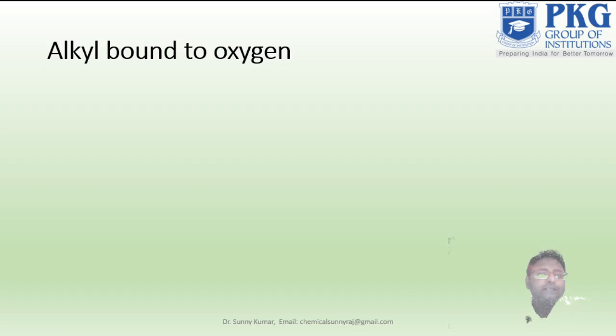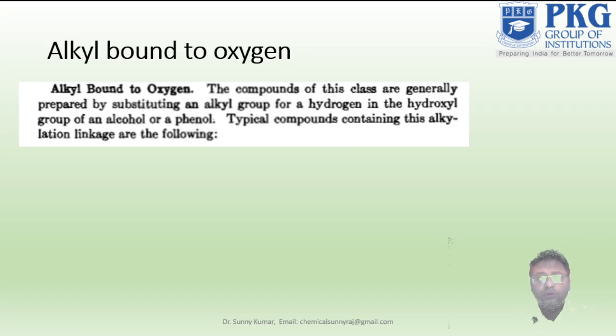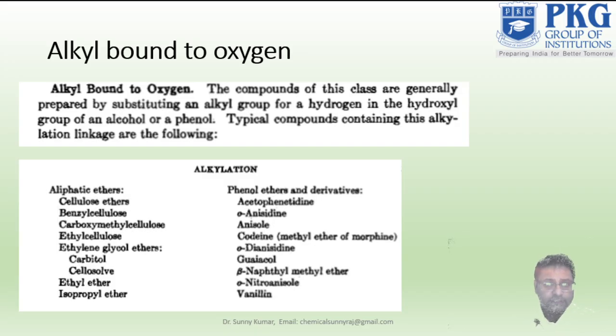So now we will discuss alkyl bound to the oxygen. The previous one was alkyl bound to the carbon. The compounds of this class are generally prepared by substituting an alkyl group for hydrogen in the hydroxyl group of an alcohol or phenol. Typically, compounds containing this alkylation linkage are the following. So these are some alkyl linkages.